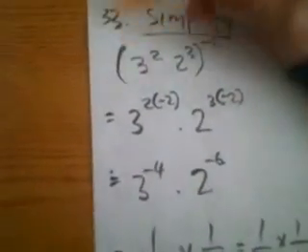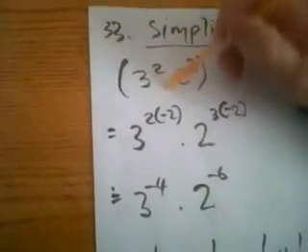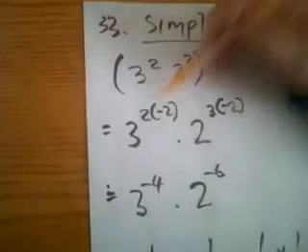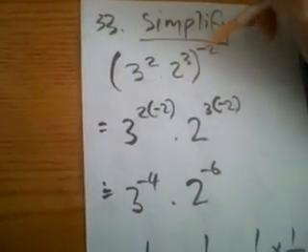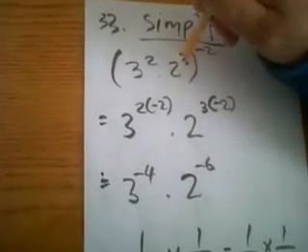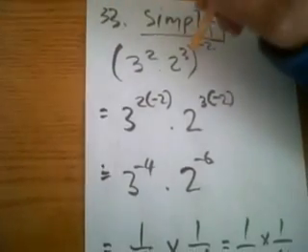Right, simplify: 2 to the power 3 times 2 to the power 3, all to the power minus 2. Now that means you must multiply that with the powers inside.